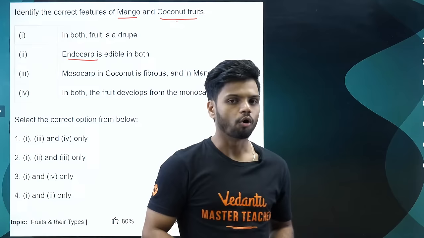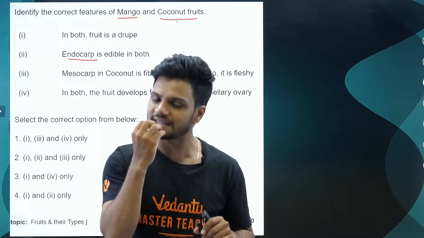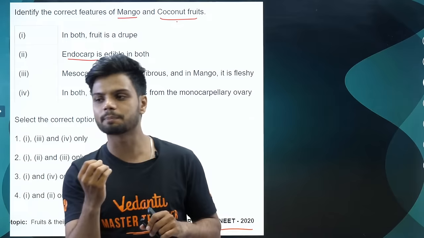All of us have eaten mango, right? First is the outer layer which we peel. The middle layer is the mesocarp which we eat. The inside seed, can we eat the seed as such? No. The endocarp is stony and you cannot eat it. So this is wrong. Mesocarp in coconut is fibrous, which we derive, and in mango it is fleshy.